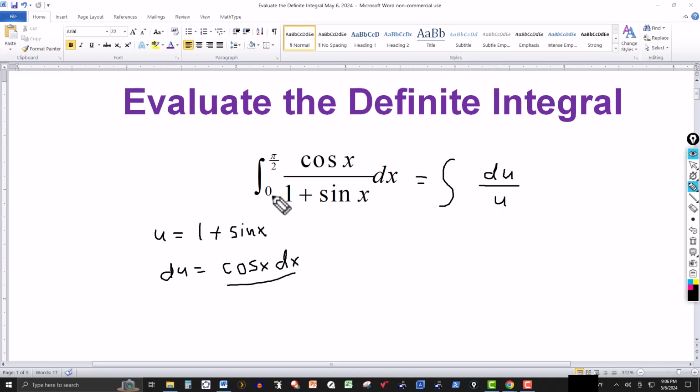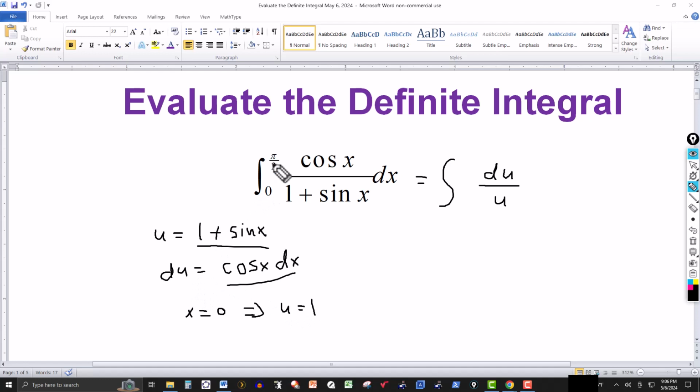Now I can't use the 0 to pi over 2 here because I have this in terms of u. If I just left this as 1 plus sine of x, then I could do that, but I'm going to go with everything in terms of u. So what I'll do here is say the limits go from x equals 0 to x equals pi over 2. Let's start with x equals 0. When x is equal to 0, from this statement here, the sine of 0 is 0, so u would equal 1.